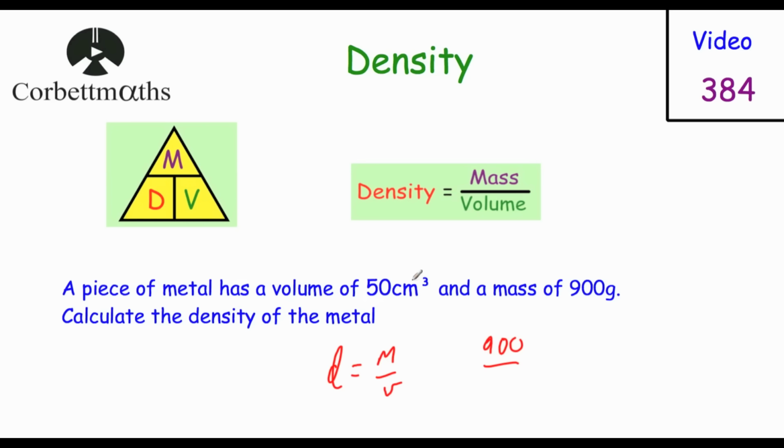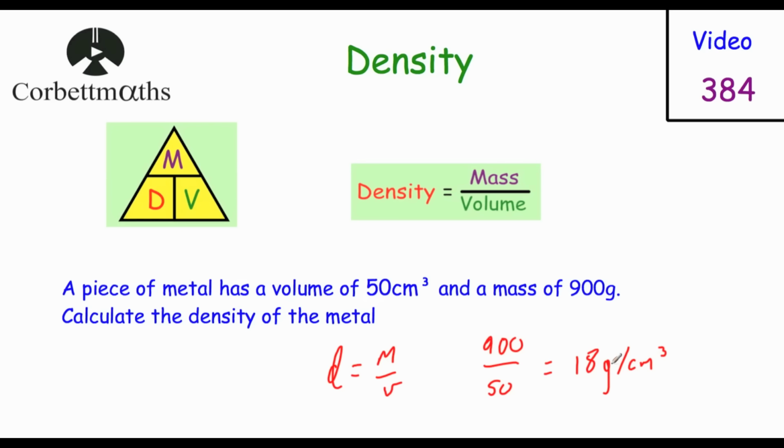And we're going to divide that by its volume, which is 50. So we're going to do 900 divided by 50, and that's equal to 18. So in terms of our units, we were dividing the mass, which is grams, by centimeter cubed, so grams per centimeter cubed. And they're quite common units for density.